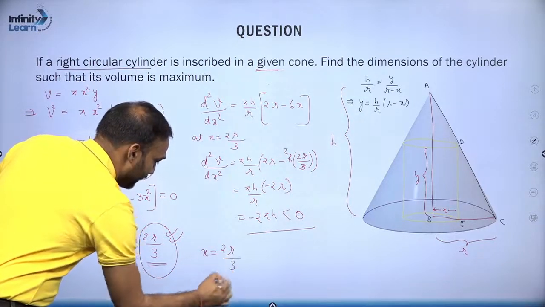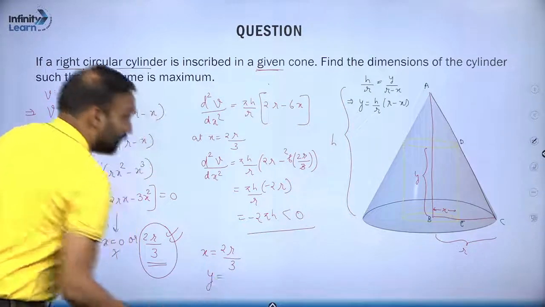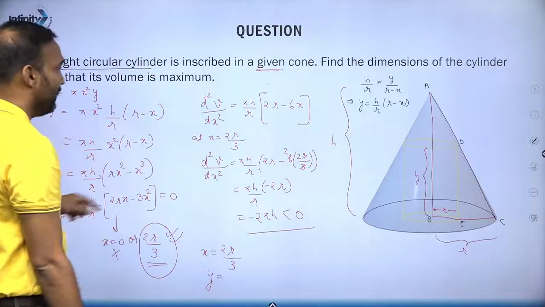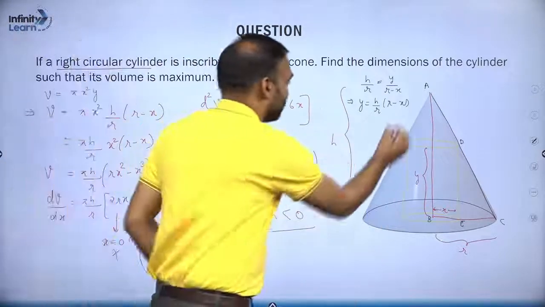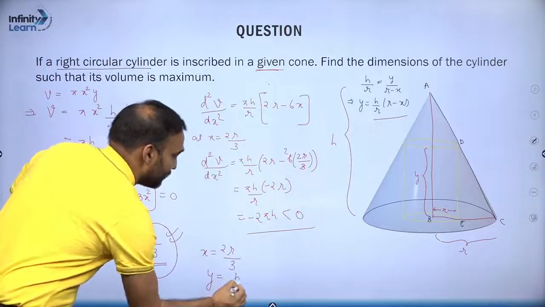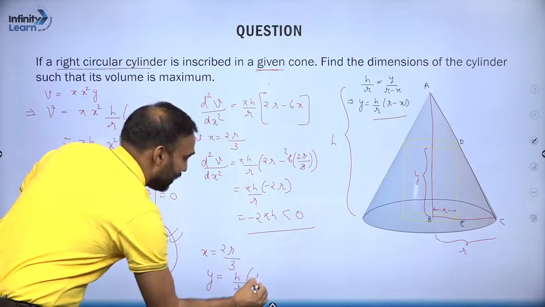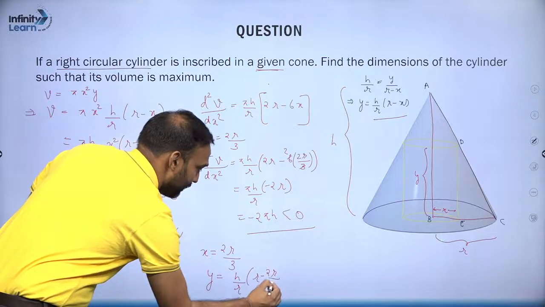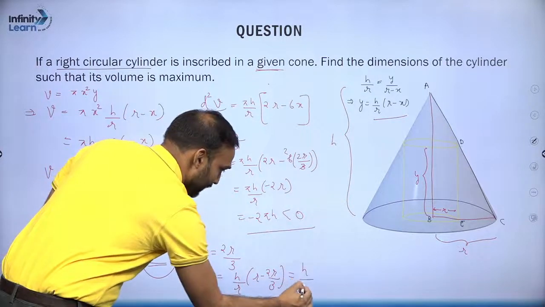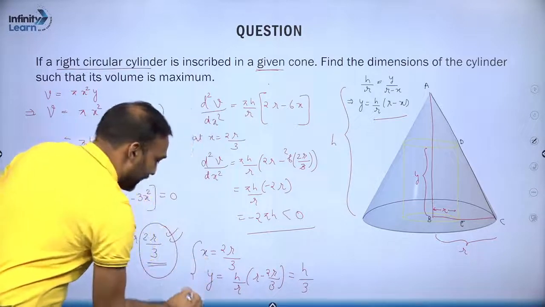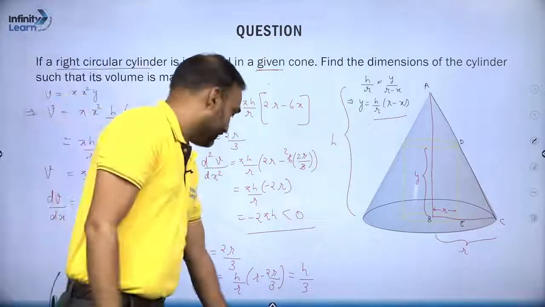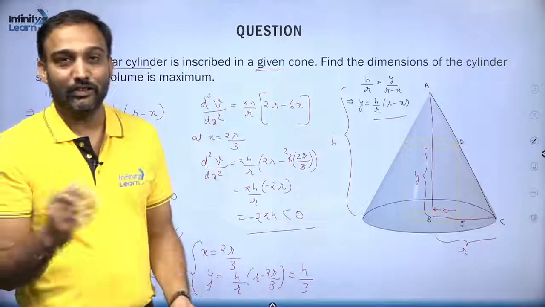I also need to find out the y because it is being asked dimension. Dimension also includes the value of y. Now what is the value of y? We'll get the value of y from here. Put x is equal to 2r by 3. So it will be h by r into r minus 2r by 3. So it becomes r by 3, r will get cancelled out, so we have h by 3. So this is the dimension of that particular cylinder where radius is 2r by 3 and height is h by 3.